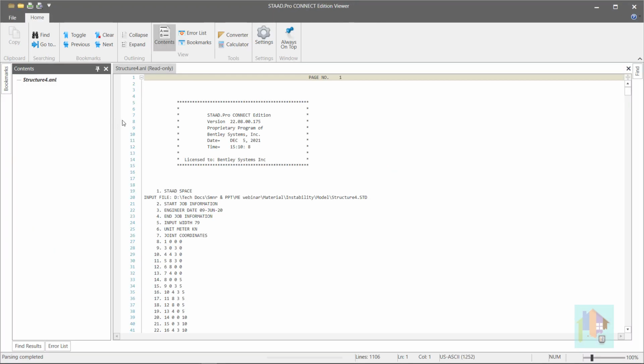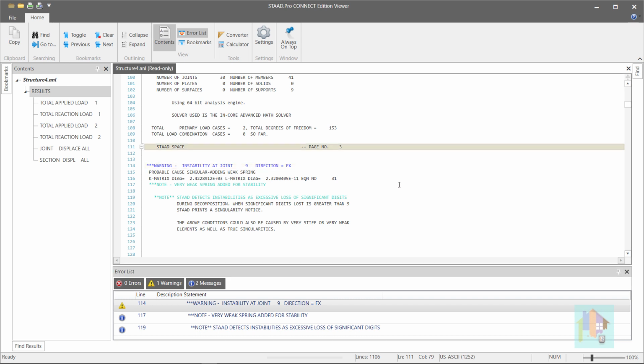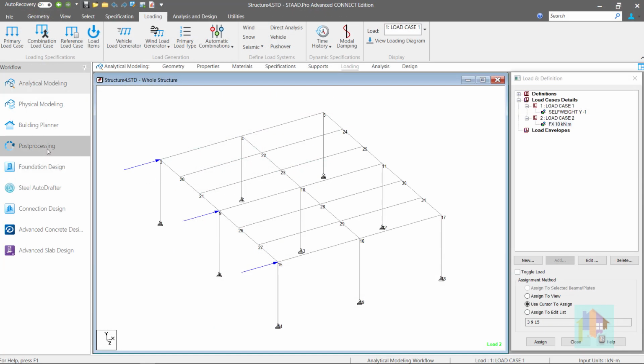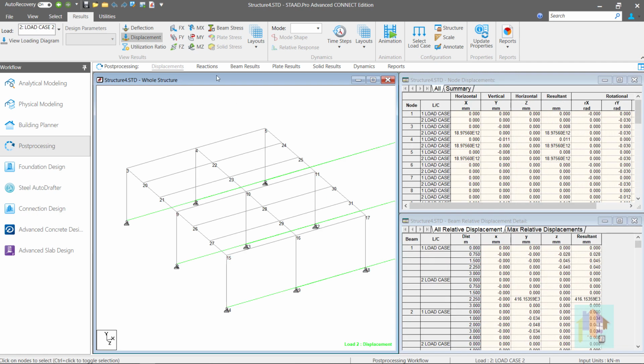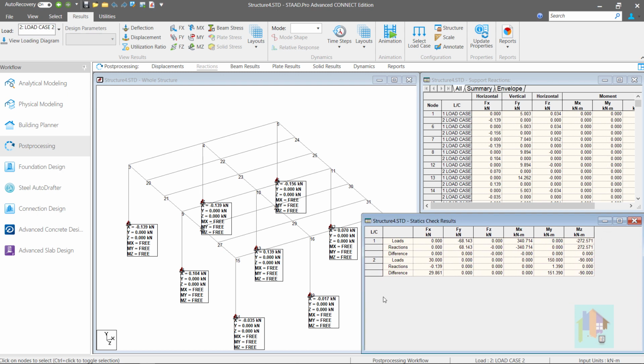After analysis, in the output file, an instability message is reported for joint 9 in the fx direction. There is also a note about inclusion of a weak spring. As per our discussion, first we need to find out whether this is harmless or there is any effect on structural stability. From the post-processing mode, we can confirm that the applied load and reaction for load case 1 is same, but there is a difference for load case 2 for Fx, My and Mz.